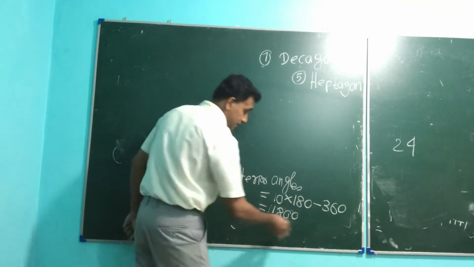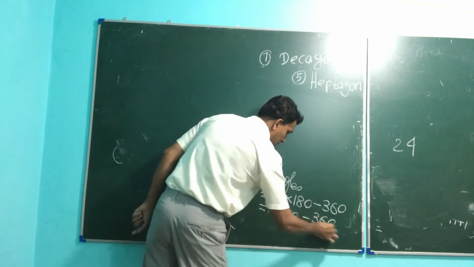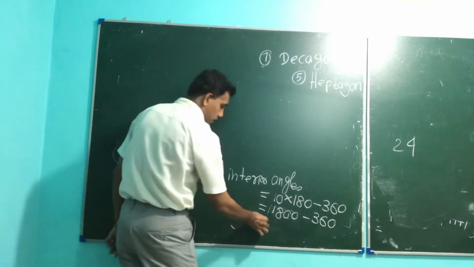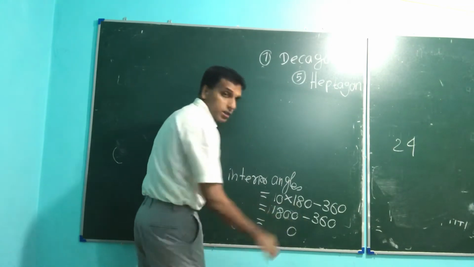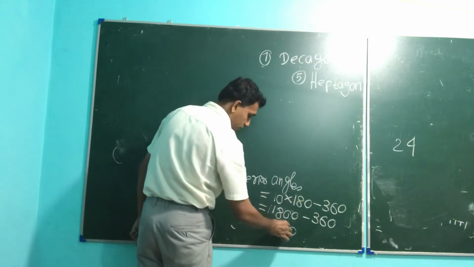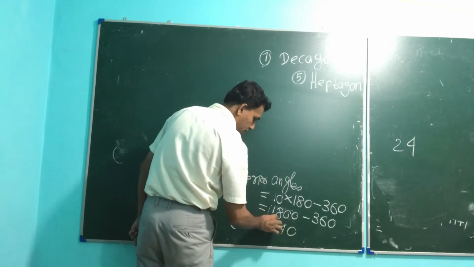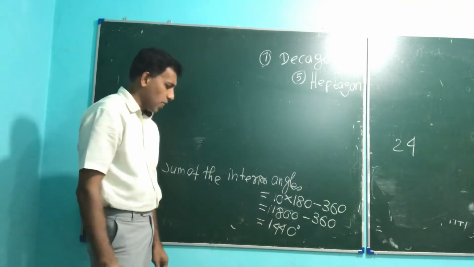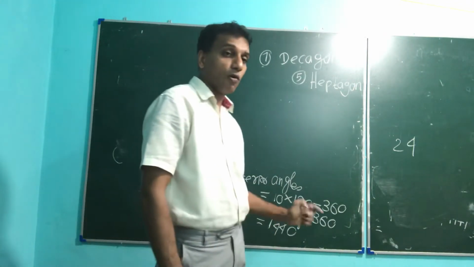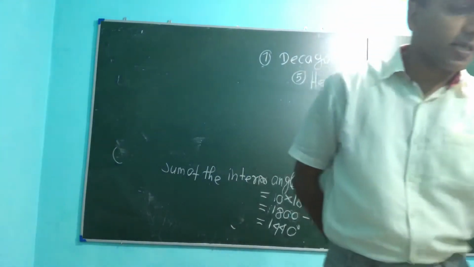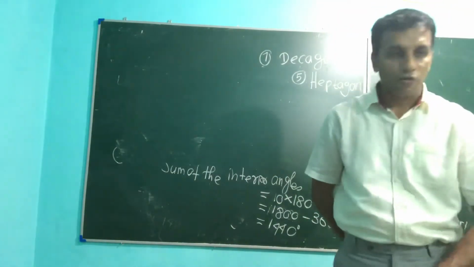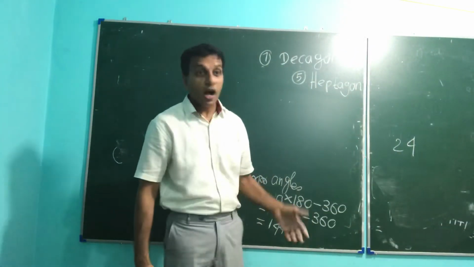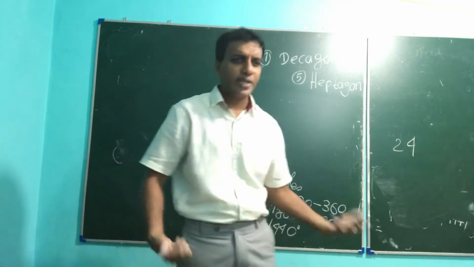1800. Okay, subtract 360. So what is the answer? Decagon: subtract 10 minus 6, 4. Here 7, the 4. 144 degrees. Okay, is 1440 the answer for the decagon, right? So for any figure, 12 sides, 15 sides, 100 sides, you can get the idea, right?